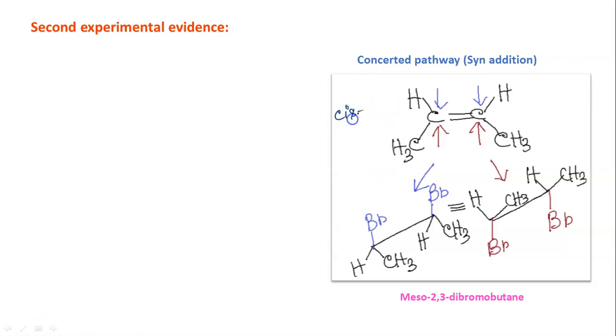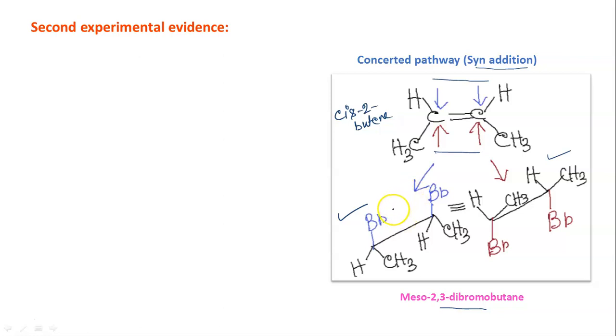This is cis-2-butene. You can follow the arrows here: 2 blue arrows and 2 red arrows. If it is a concerted pathway, that is syn addition, there are two possibilities. Either the two bromine atoms are added from the upper side or from the lower side. In that case, the two products that you are seeing are both meso 2,3-dibromobutane.